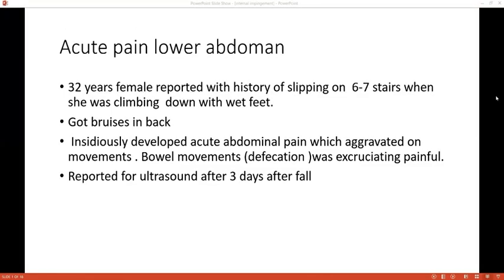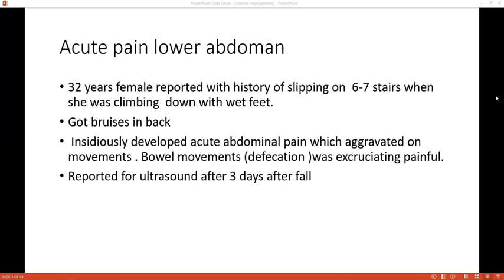Hello everyone, sharing an interesting case of acute pain lower abdomen. A 32-year-old female patient reported with history of slipping down 6 to 7 stairs when she was climbing down with wet feet. She got bruises in her back and insidiously she developed acute abdominal pain which aggravated on movements.